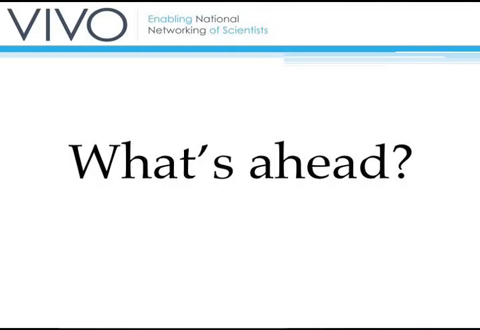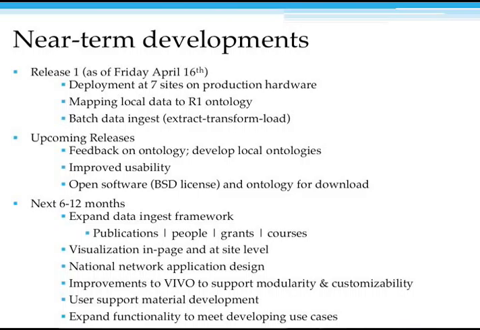So what's ahead in VIVO development? As of this week, this Friday, release one will be deployed at our seven partner sites on our production hardware. Existing data within our previous versions of VIVO will be mapped to the release one ontology. And then once that's done, we can begin batch loading data from various sources on campus. At UF, we've already loaded our human resource and people data. And once release one is out, we will expand to grants, courses, and local events on campus.